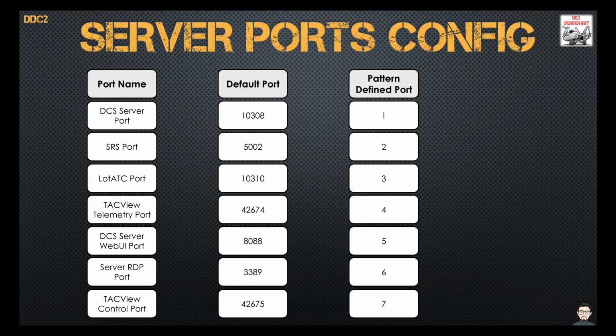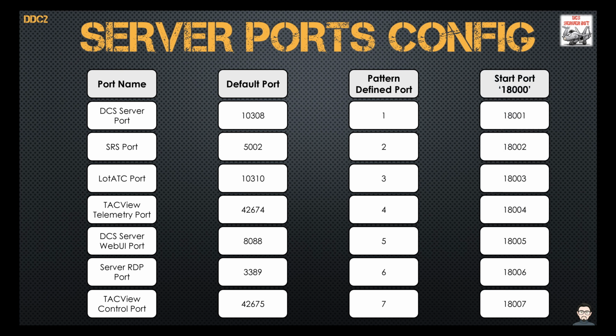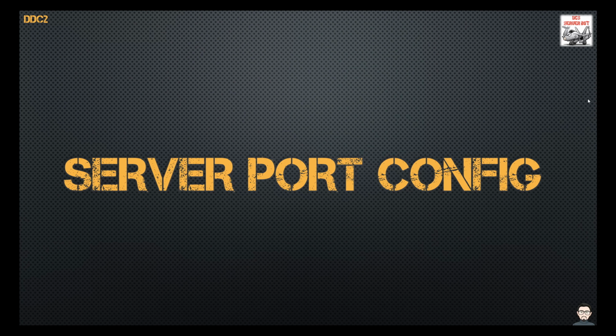So in the event that you don't want that added, you just omit that last port on your firewall rules. So in the event that we had a server, let's say it had a port of 18,000 to start with, these would be all the ports that we would use for that particular server. Okay, so now we'll go through and show you where to configure all those ports.